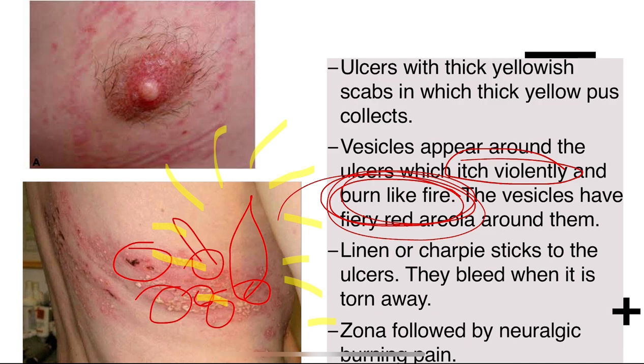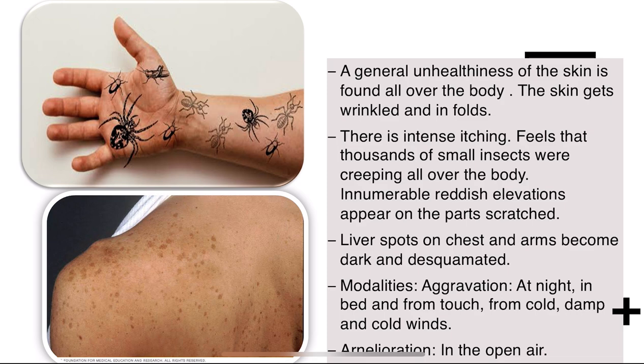Zona is followed by neuralgic burning pain. So those skin eruptions are followed by neuralgic pains. A general unhealthiness of the skin is found all over the body. The skin gets wrinkled, it turns in folds.